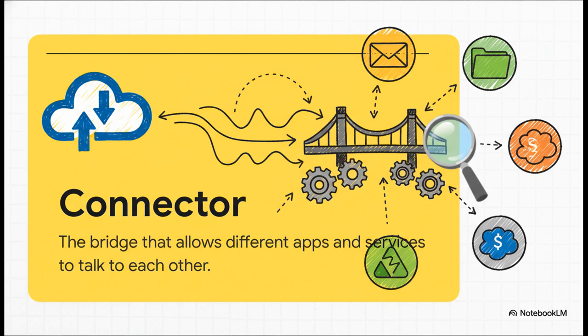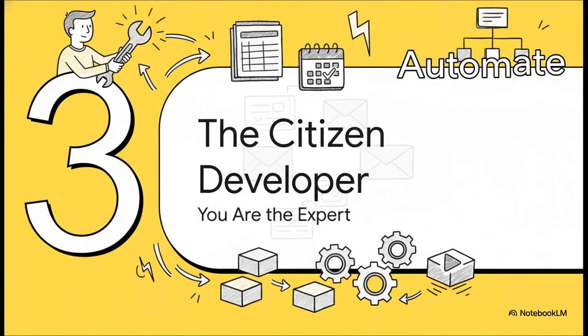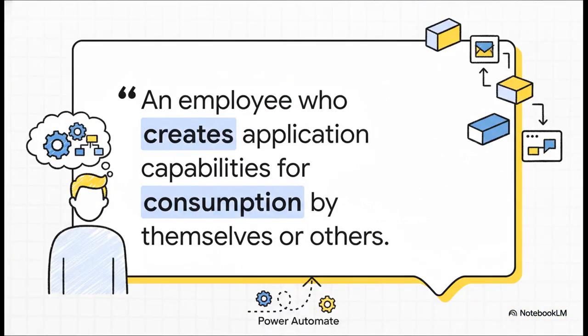Now, this kind of technology introduces a really powerful idea, and it's called the citizen developer. And you know who that is? That's you. You're the expert on your own work. You know the problems inside and out, which makes you the absolute perfect person to build the solution. And look, this isn't just some made-up buzzword. This is a real thing. The research firm Gartner actually defines a citizen developer as an employee who creates application capabilities for consumption by themselves or others. Basically, they're the experts on the ground, solving their own problems.